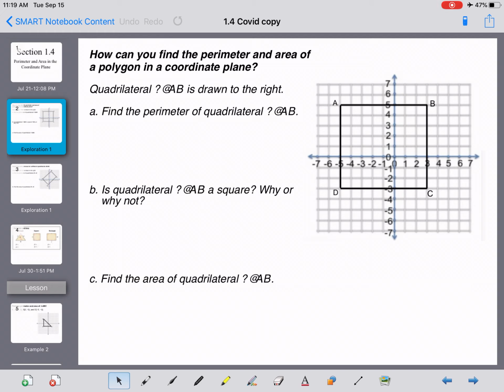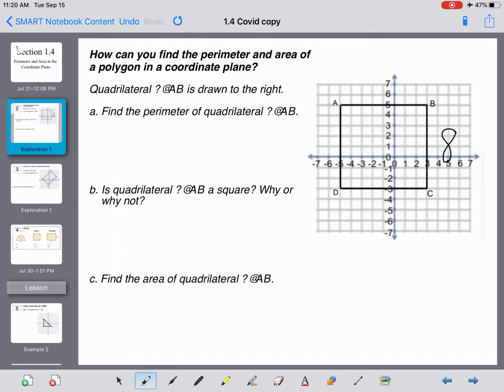Well, perimeter is just distance around a figure. So I made these segments nice because they're horizontal and vertical segments that we could really just count the length of each side. So from B to C is 8 units long. And I just counted from point B all the way down to point C. You could also take the difference in their x coordinates. 5 minus -3 is 8.